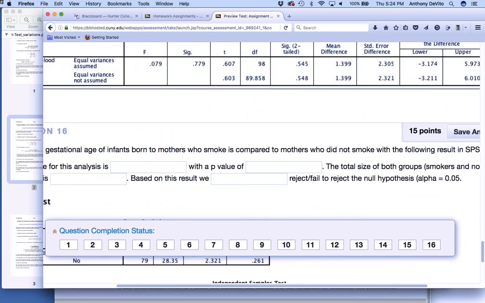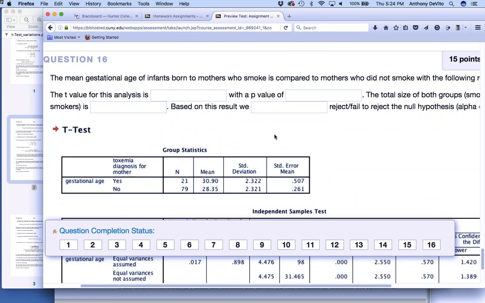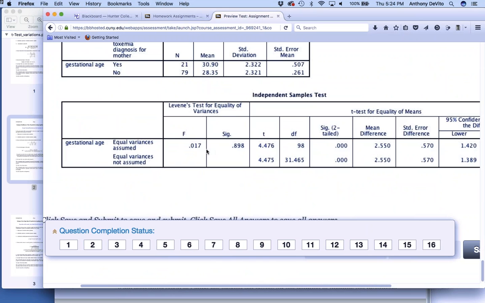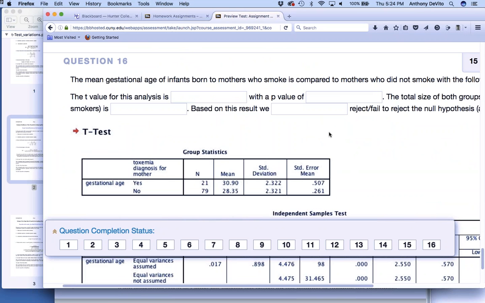Now the last one here, let's take a look at what that one is. It's a very similar kind of situation. Again, the significance of the F value is very small, so we stick with the top row. What's the t-value? The t-value is 4.476. What's the significance? It's not really zero, it's really less than 0.001. It means there's less than a 1/10 of 1% chance of being wrong if you reject the null hypothesis. You can use that to figure out what you're going to put into question 16.